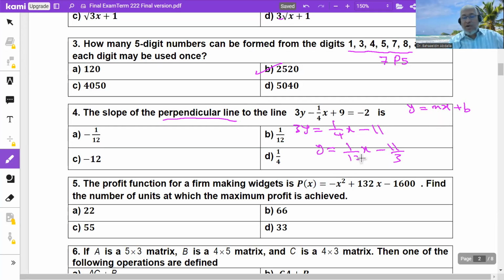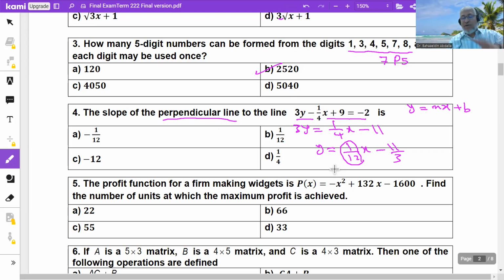And you can see that the slope is the coefficient of x, which is 1 over 12. So what is 1 over 12? It is the slope of the given line, but we need the slope of the perpendicular line. So what is the relation between the slope of the perpendicular line and the slope of this line? Well, if you have this slope, you need to find the reciprocal.